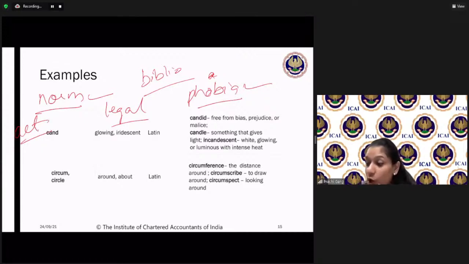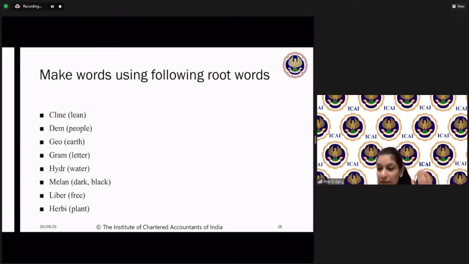Look at these examples given on the screen. Cand, which means glowing or incandescent. So candid, candle. These are all related to light, and these are all Latin root words. Circum, which also means circles, round and about. That is a Latin word again. Circumference, circumscribe, and circumspect. So many words. Whenever there's a word circum, you know that there's something to do with around and about. Clear? Yes.